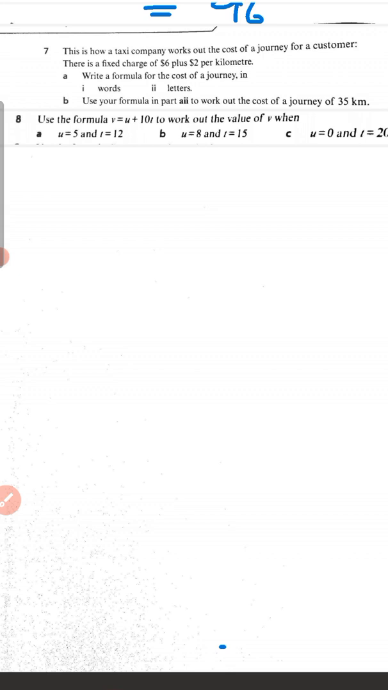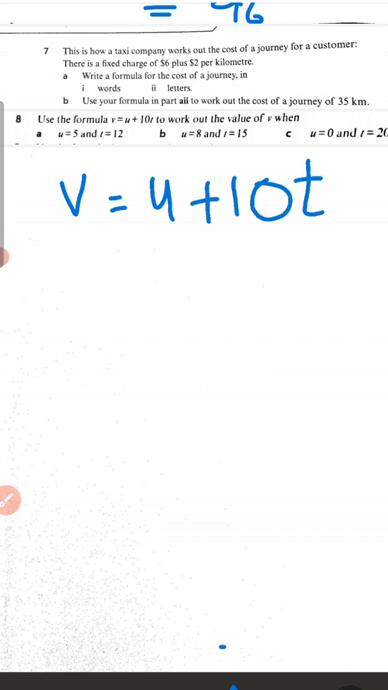V is equal to U plus 10t to work out the value of V. So when U is equal to 5 and T is equal to 12. Okay. So write the formula first. V is equal to U plus 10t is equal to, now substitute the given values. U is equal to 5.